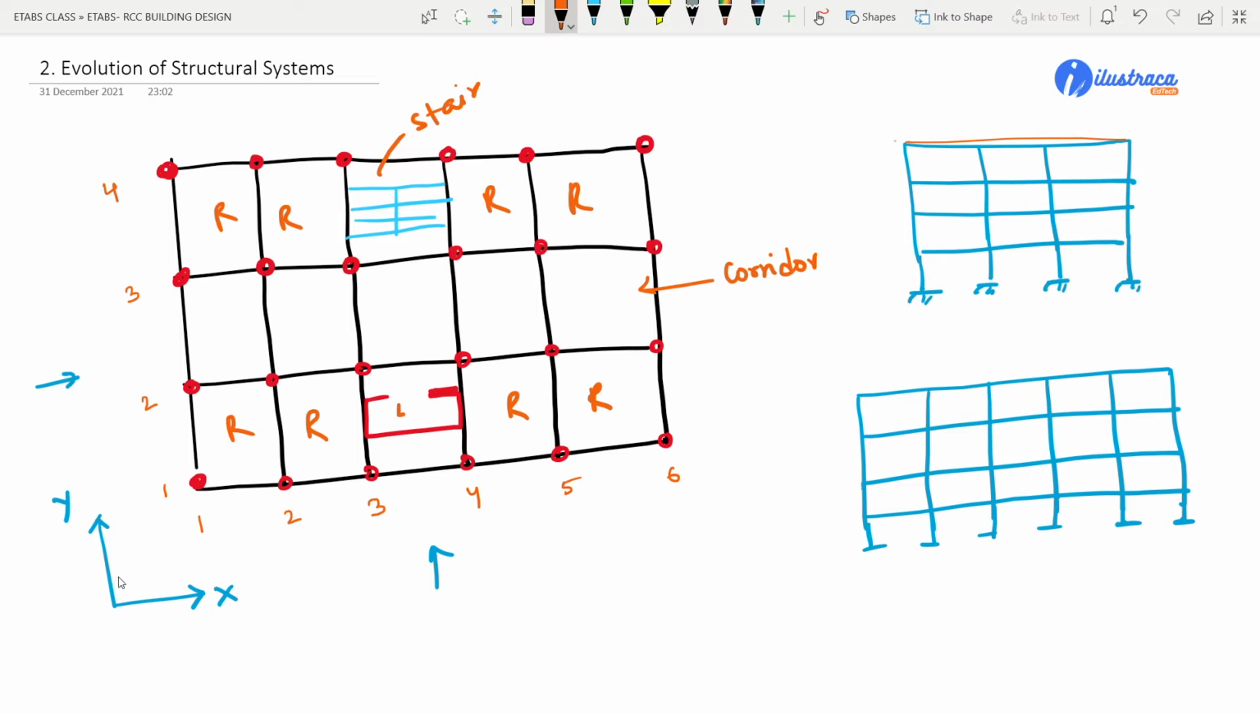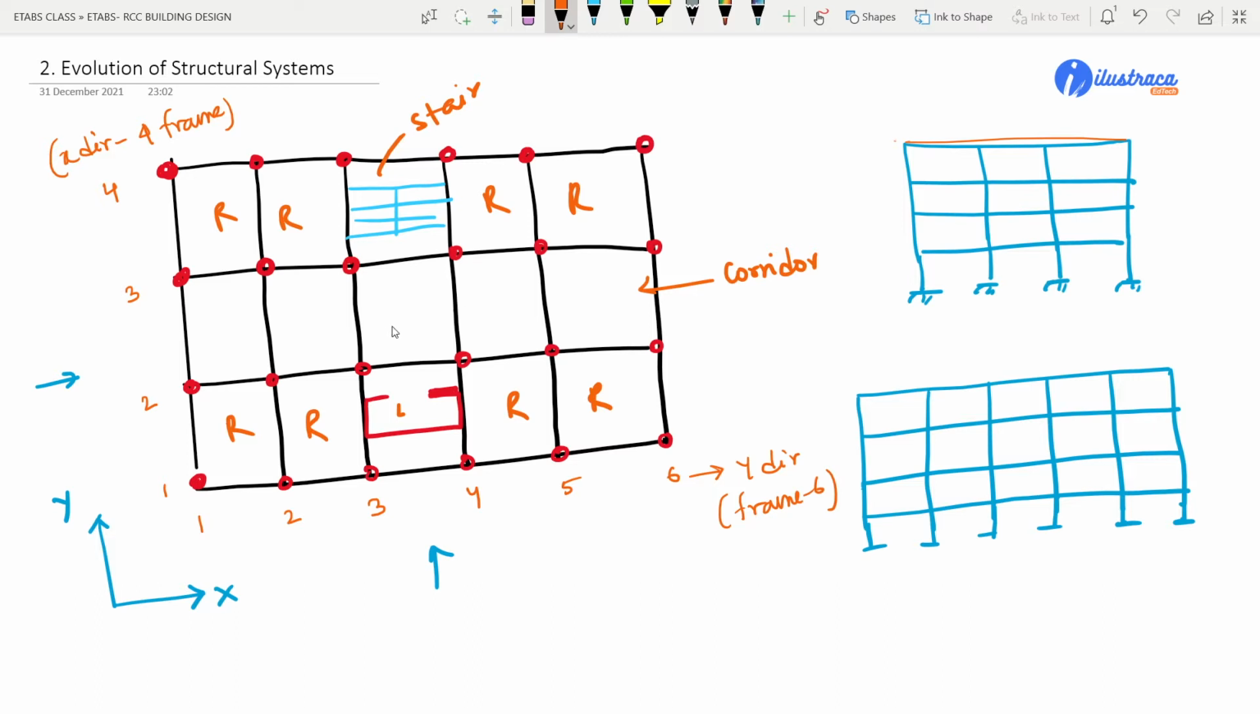Sorry, I think I'm saying it wrong. If you see along the y direction, we have 6 frames. I'm just doing it the wrong way. So along the y direction we have 6 frames. Along the x direction, going this way, how many frames do we have? 1, 2, 3, 4. So along the x direction we have 4 frames.